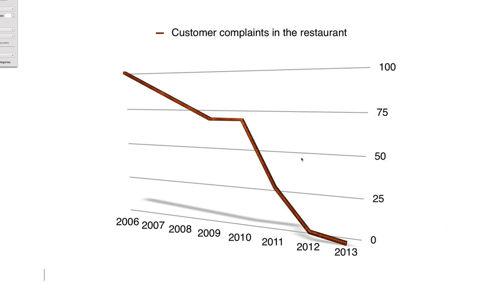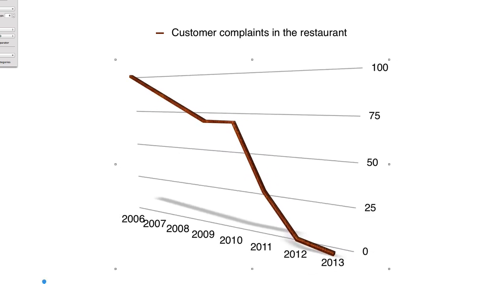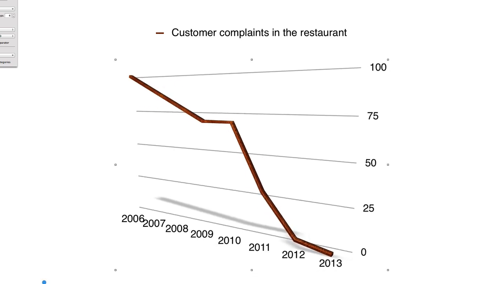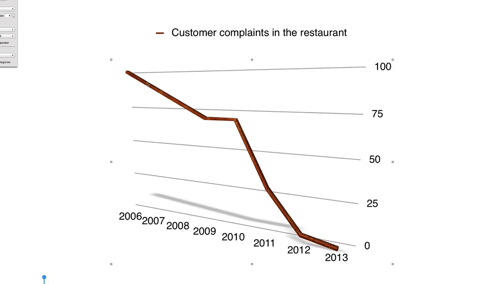So looking at the next graph, we've got customer complaints in a restaurant somewhere. Probably didn't want to visit this restaurant in 2006 because there were 100 complaints per year. But as we see, we've got a downward trend in this line graph. Let's just take a quick tour of it. How can we describe this downward trend? What verbs can we use? Maybe fall, decrease, decline, plunge, or plummet for this region.